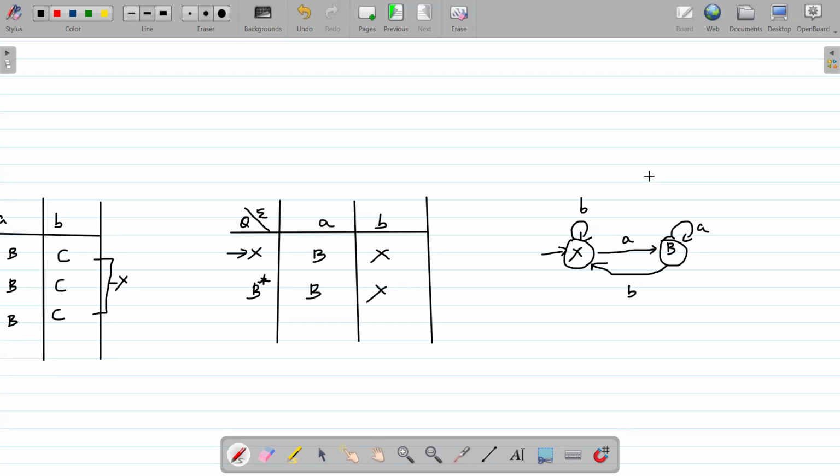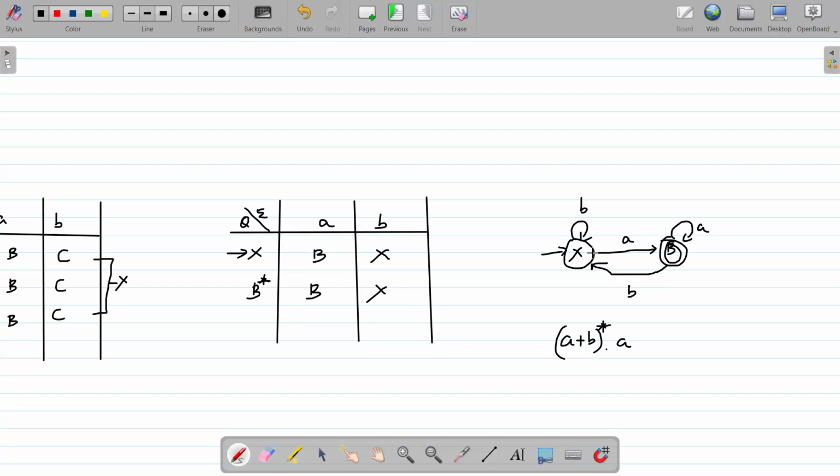Now the regular expression given to us was (A plus B) the whole star followed by A. What it meant was it will accept all the strings ending in A. So if you check the transition diagram, suppose we get a single A. So we will reach B, which is the final state. The final state is shown by a double circle. Suppose we get ABA. So we'll move A, B, A. So we'll go back to X on B, and we'll go back to B on A, which is the final state.